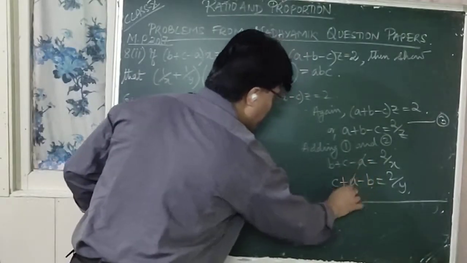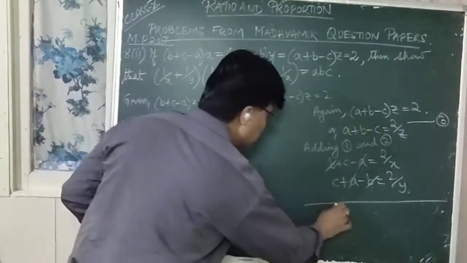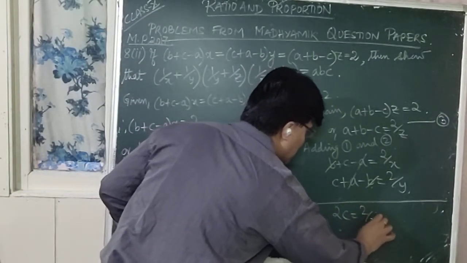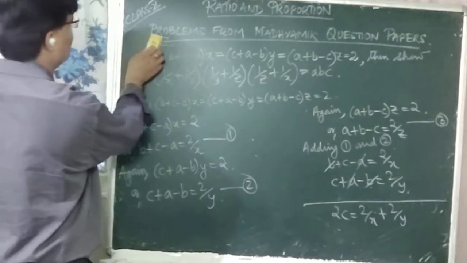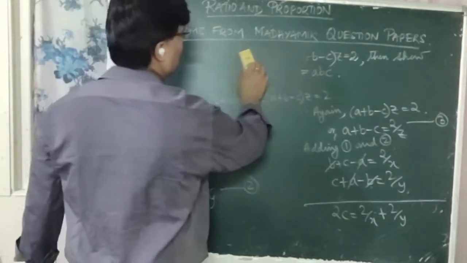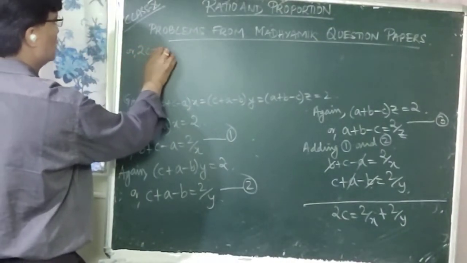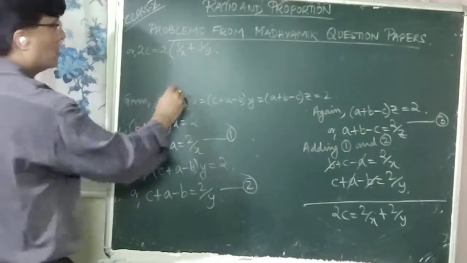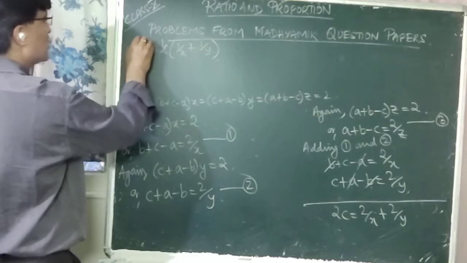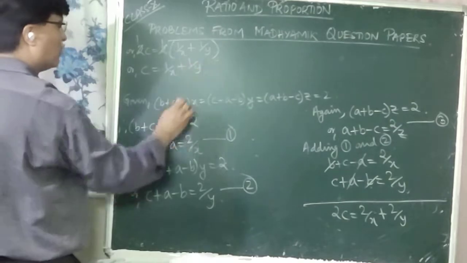Here minus a plus a gets cancelled. Plus b minus b gets cancelled. What is c plus c? It is 2c is equal to 2 upon x plus 2 upon y. Is that clear? So next, 2c is equal to, 2 is taken common, 1 upon x plus 1 upon y. So the bracket is closed. Here 2 ones are 2, 2 ones are 2. That means c is equal to 1 upon x plus 1 upon y.